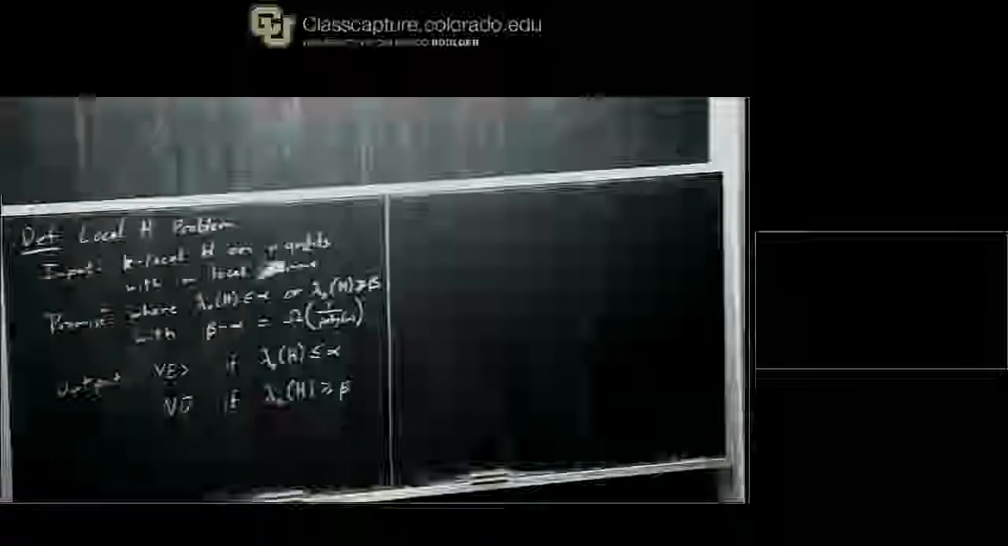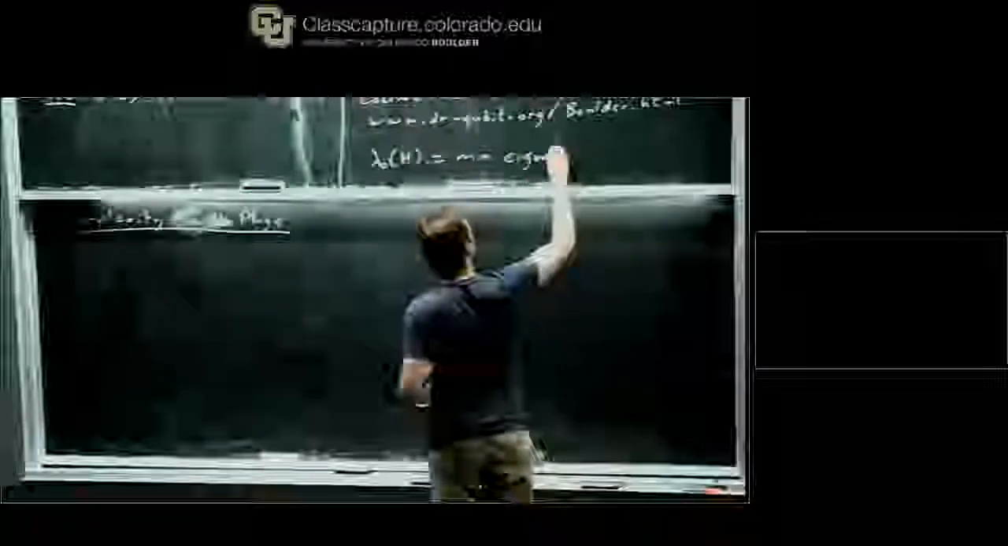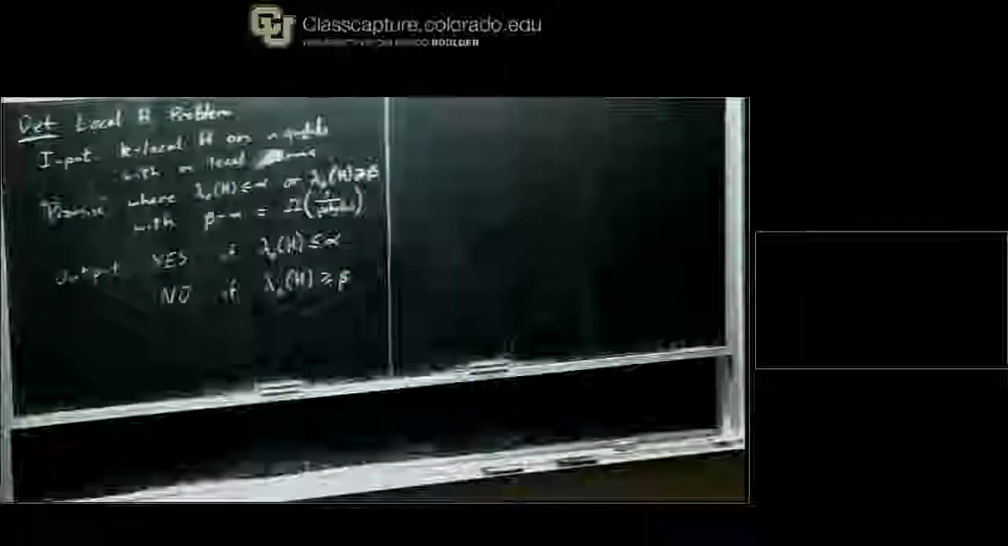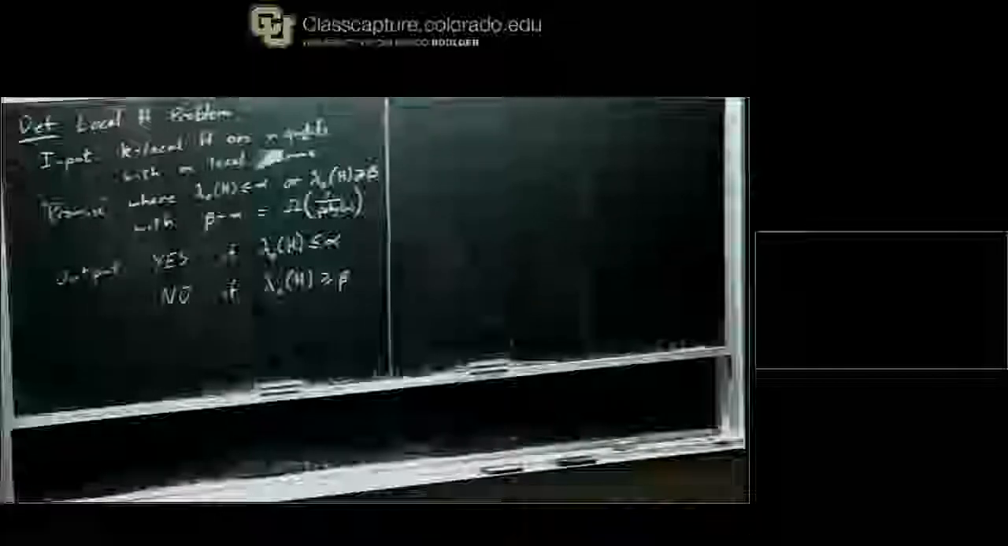It's the minimum. Lambda 0 is, let me write that here. So lambda 0 of H equals the minimum, that's my notation for the minimum eigenvalue of H. Yeah, or you could do them over rationals. It's very tedious doing that. It's equivalent, but it's much nicer to just put this promise.